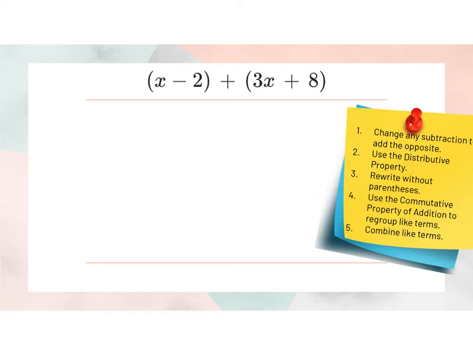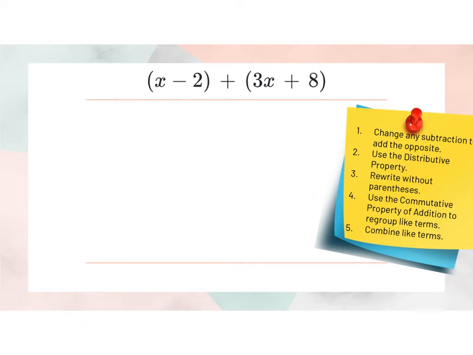linear expressions. First, it says to change any subtraction to add the opposite. You don't have to do this, but I personally prefer to do this. It helps me to avoid mistakes when adding and subtracting with positive and negative numbers, and when distributing a negative over parentheses. If there are any coefficients out in front of parentheses, you'll use the distributive property to multiply each of the terms inside of parentheses by that coefficient first.